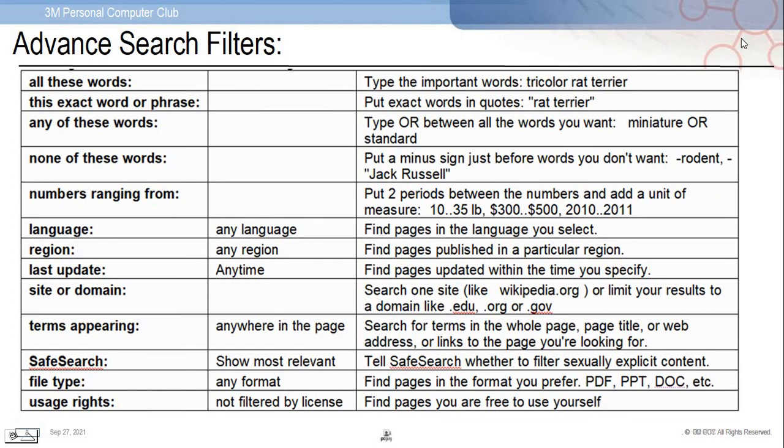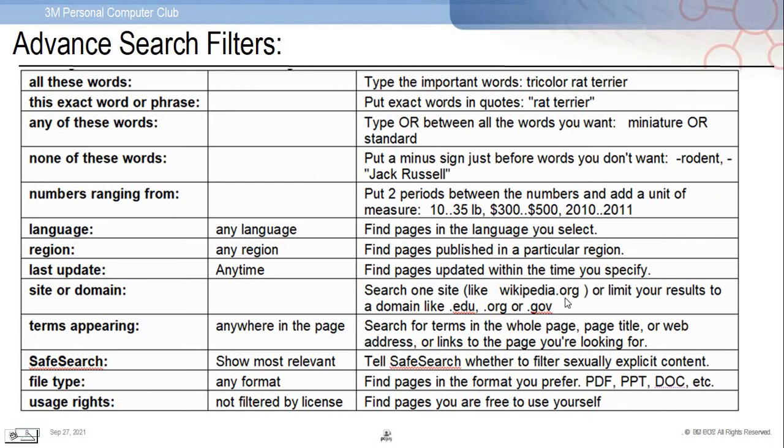Region, you can find pages published in a particular region, so that can help you. Last update, this is a handy one. If there's a relatively new topic that you're looking for and you only want the things that have occurred in the last week or last month, you can tell it, I just want to see information about this that is showing up in the last week. You won't get something that's 10 years old or 5 years old. You'd be able to limit it to just those pages that have been updated recently there.